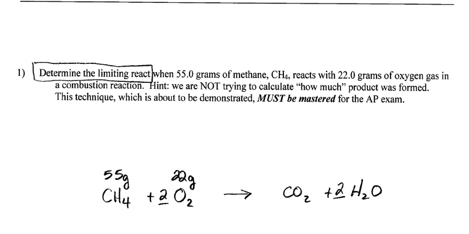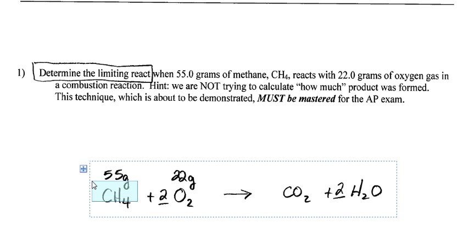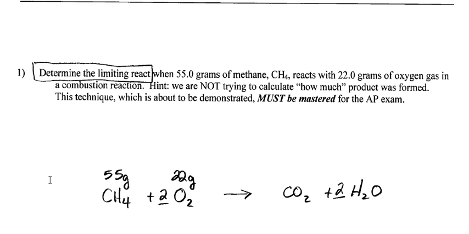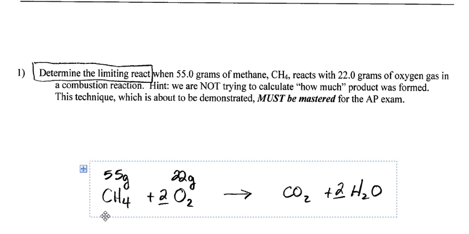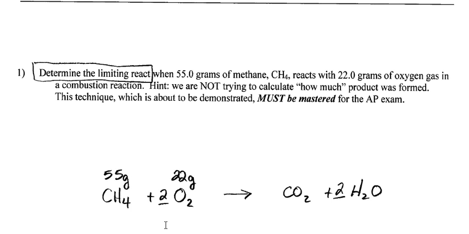Like in this example here where we have methane. If we react methane with oxygen and one of these runs out, there's no way we can make carbon dioxide or water over here. It's impossible. So what we need to do is simply pick one. It doesn't matter. Pick 55 grams of methane or 22 grams of oxygen.